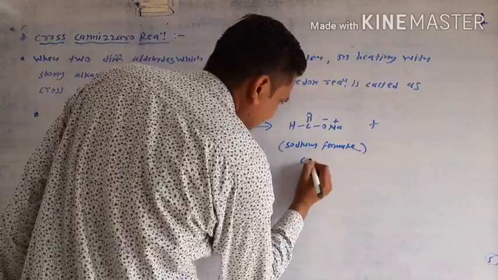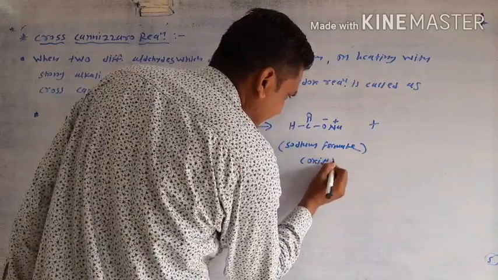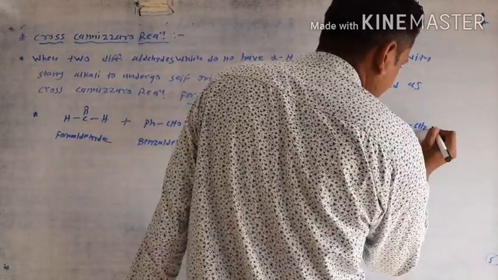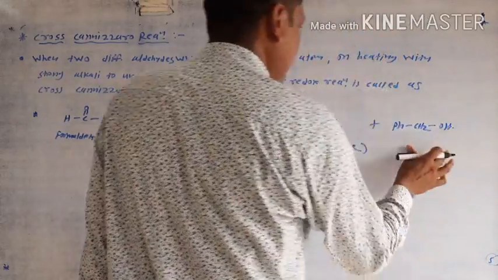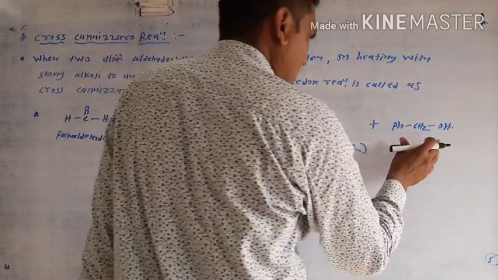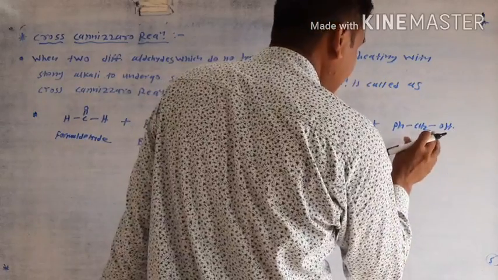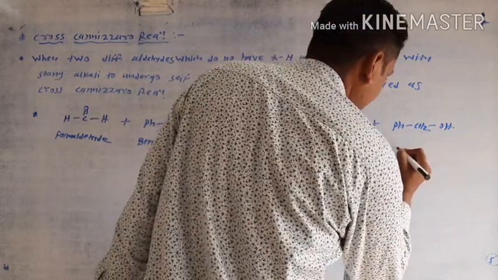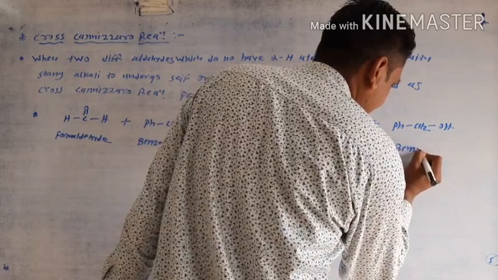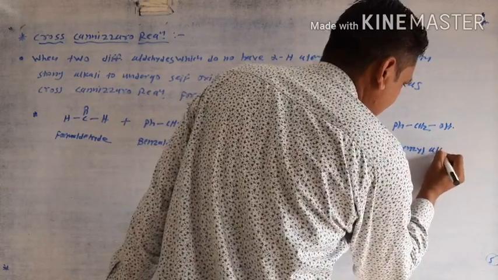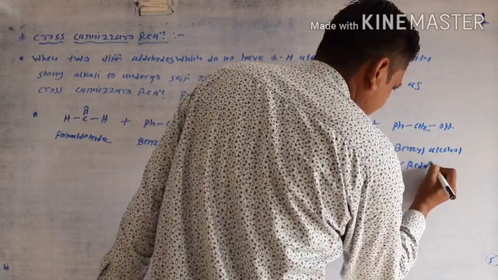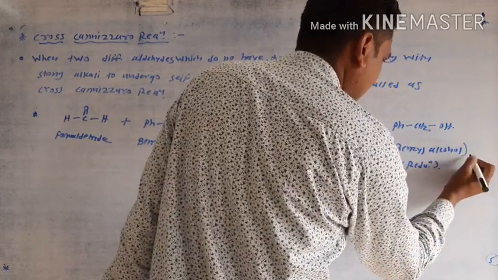This one is the smaller molecule, and in this way there is oxidation. The remaining molecule is formed from the benzaldehyde, which undergoes reduction. In this way they will form benzyl alcohol. This is the reduced product, formed after the reduction.